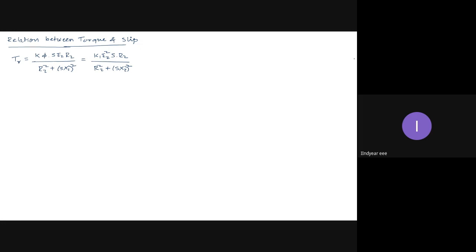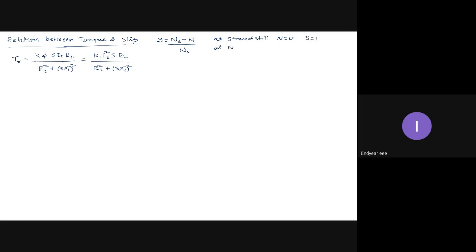So the no load slip is almost equal to 0. Please remember, slip S equals ns minus n divided by ns. So at standstill, slip is 1. At no load operation, the slip is nearly 0. These two points you should always keep in mind. At standstill, n equals 0 and s equals 1.